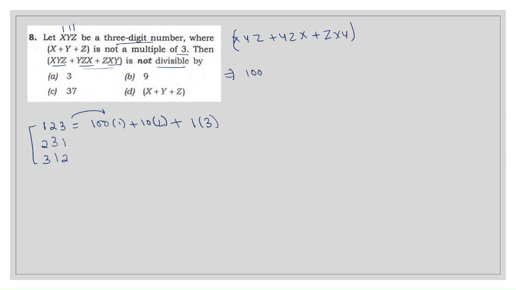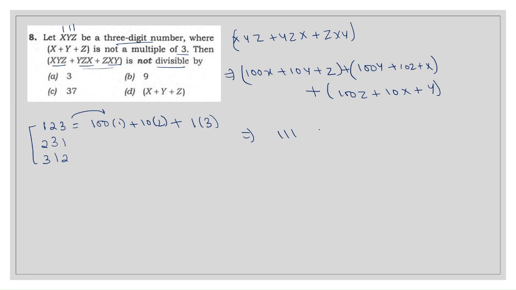So here we'll have 100x plus 10y plus z, plus we'll have 100y plus 10z plus x, plus for the third number, I can just draw brackets here. For the third number we can have 100z plus 10x plus y. After adding this, we'll get 111x plus 111y plus 111z. So we can take 111 common. So this will be what? x plus y plus z.